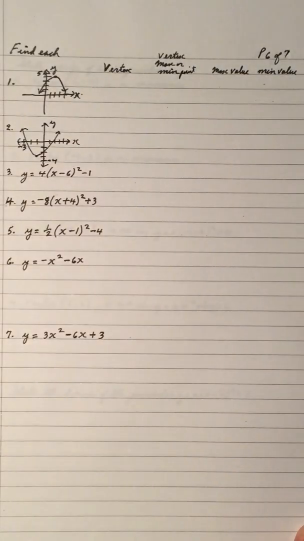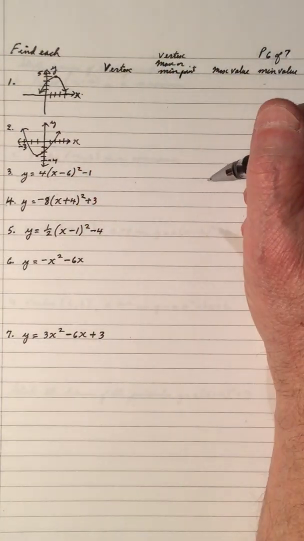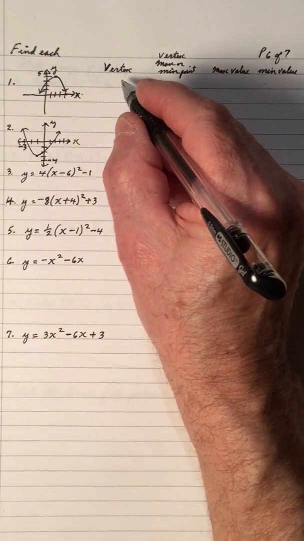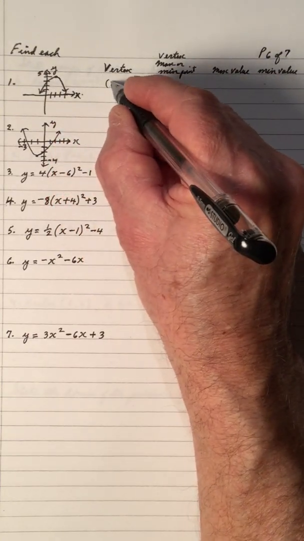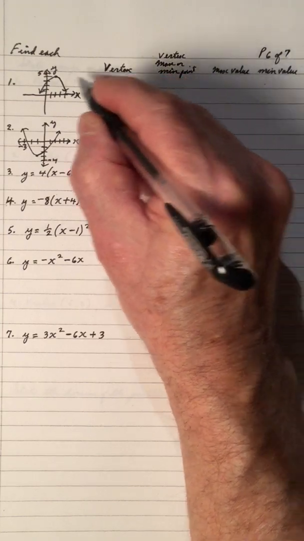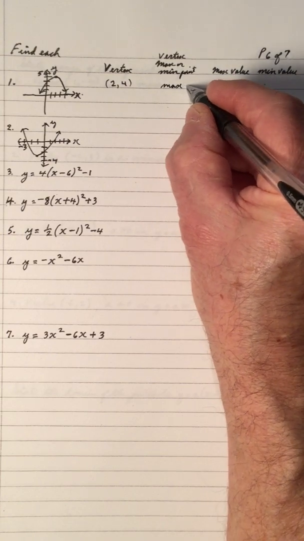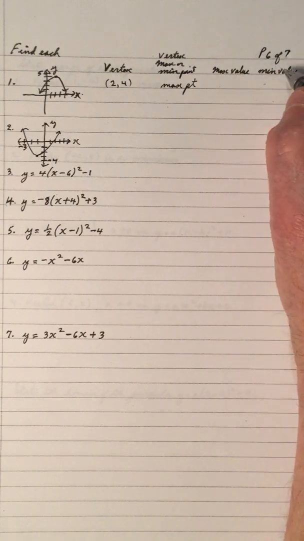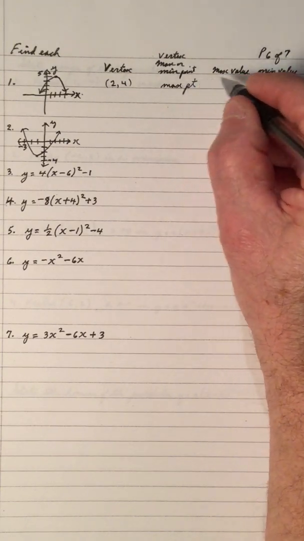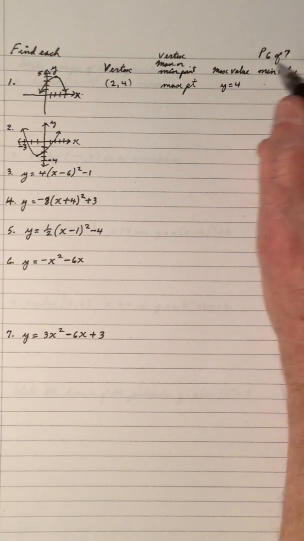Okay, let's do some more. Find each. Pause the video and work these out if you wish. The vertex of this parabola is (2, 4). So the vertex is (2, 4). Because it's opening down, the vertex is a maximum point. And the maximum value is... was it a maximum or minimum? Was the maximum point, so it's the maximum value. Maximum value is y equals 4.